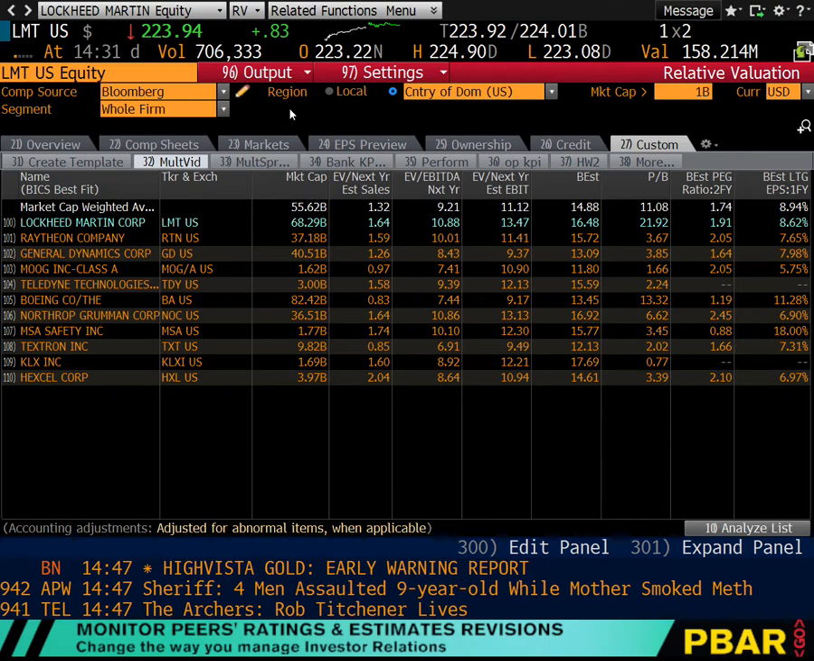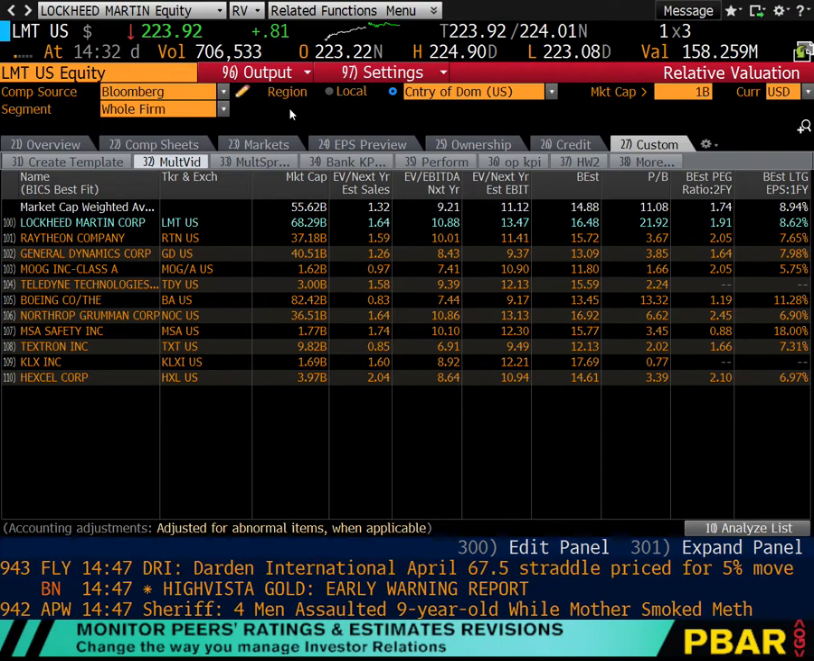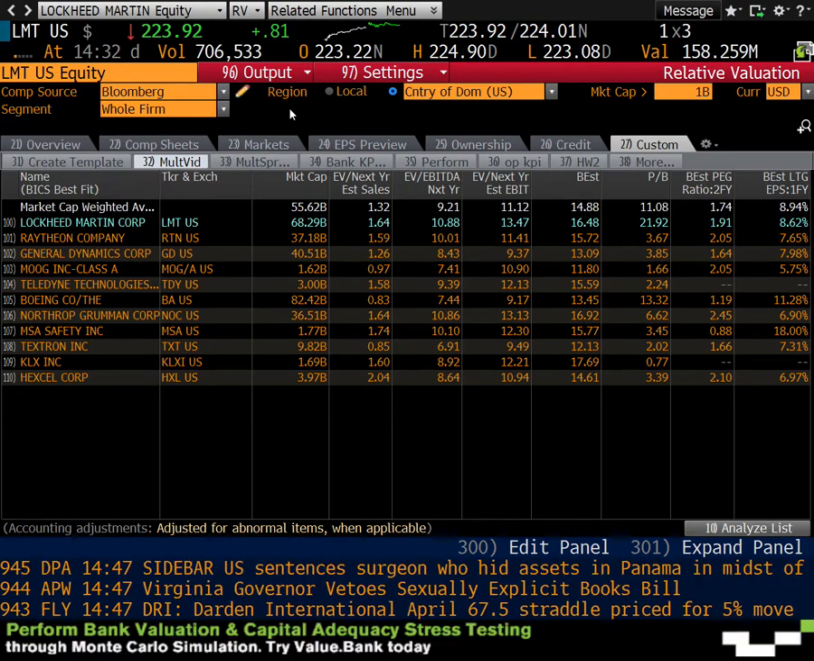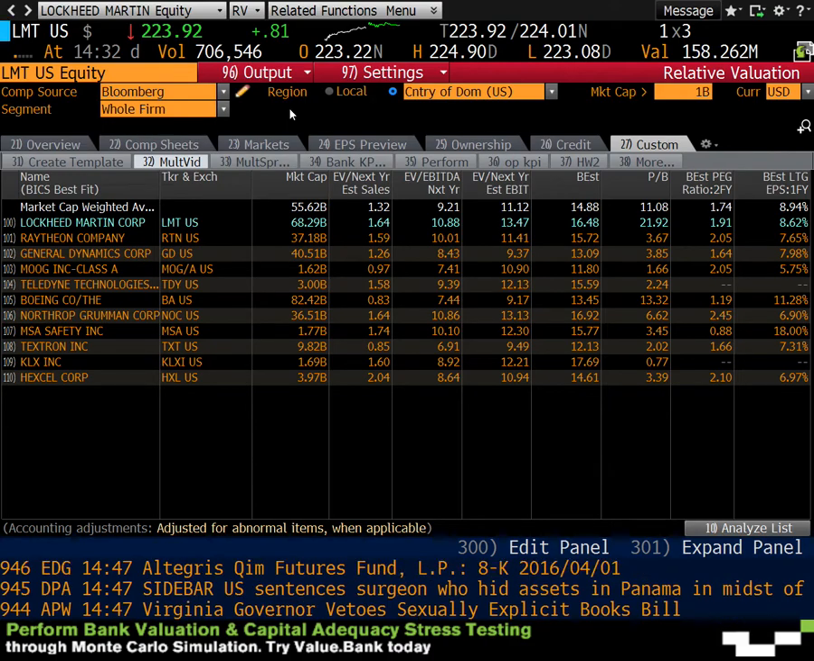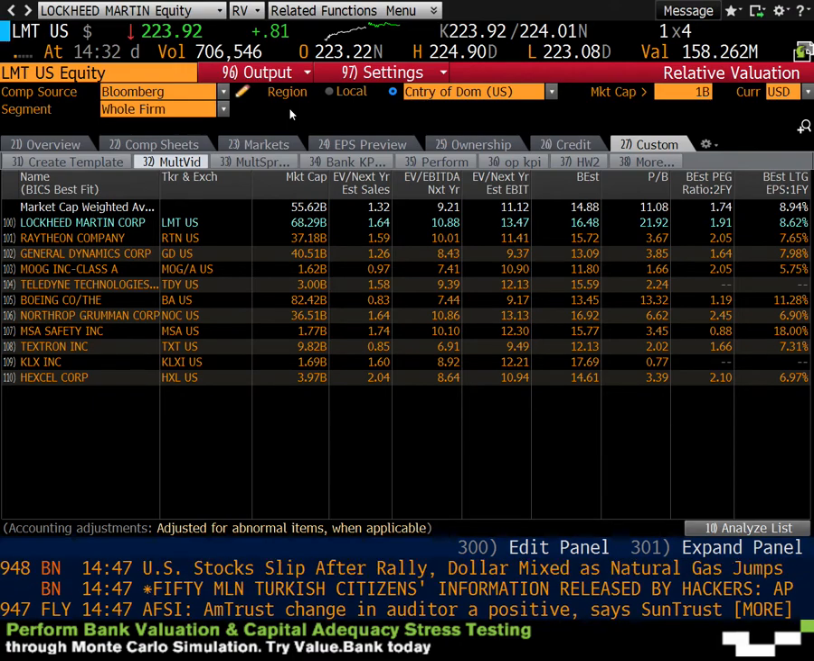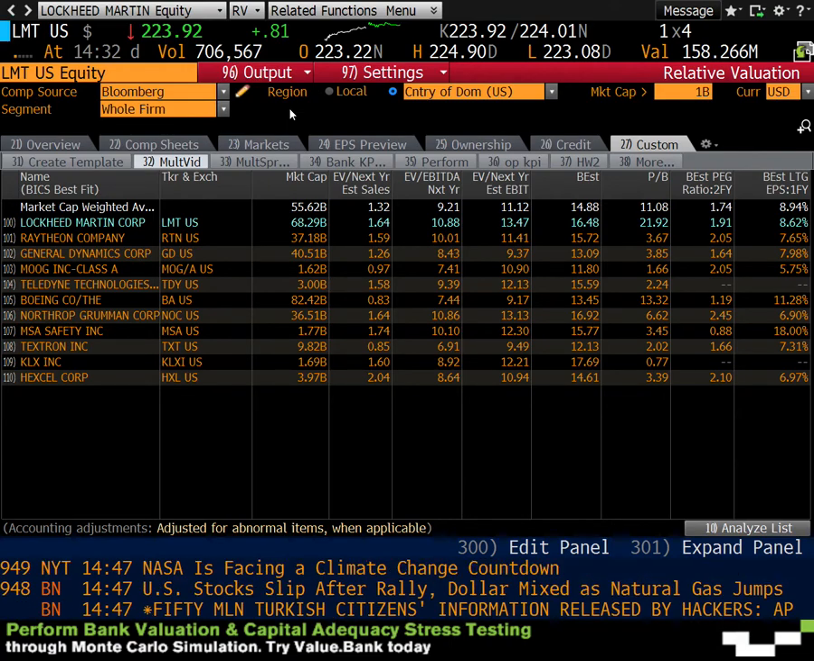So look at this data. Tell me, do you think Lockheed Martin has a positive spread? Yes or no? Does Lockheed Martin have a positive spread? Yes or no, and why? Because this is going to be your next homework assignment. Yes or no, and why?